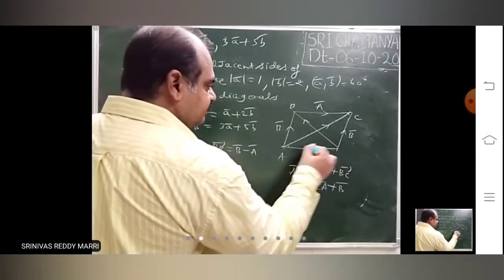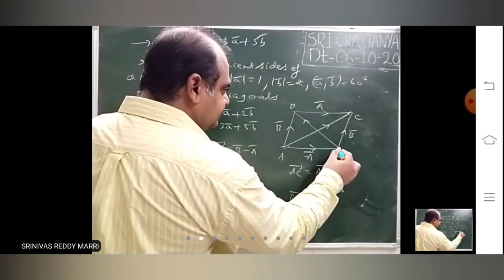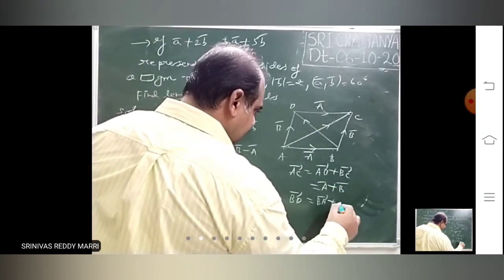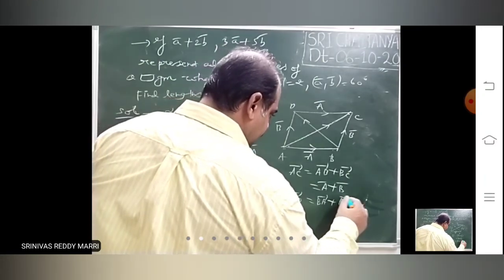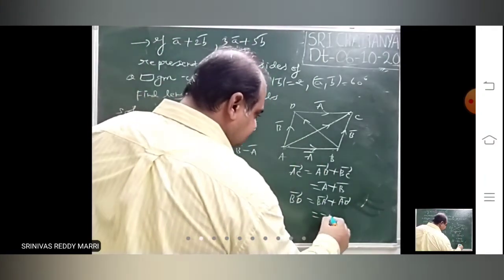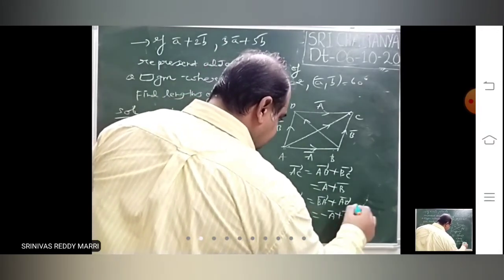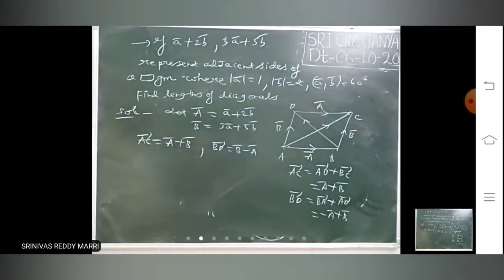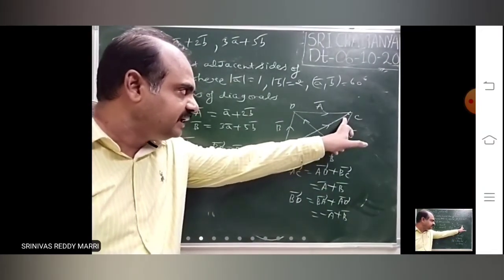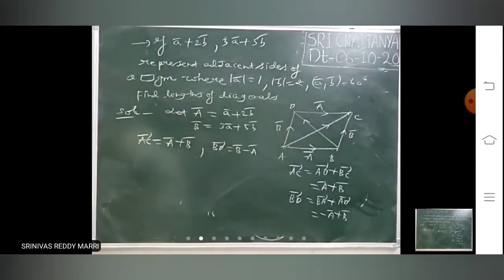BD bar is nothing but, from the triangle BAD, BA bar plus AD bar. That means BA bar is minus A bar, plus B bar. Simply remember, if this is A bar and this is B bar, the AC diagonal is A bar plus B bar, and the BD diagonal is B bar minus A bar.